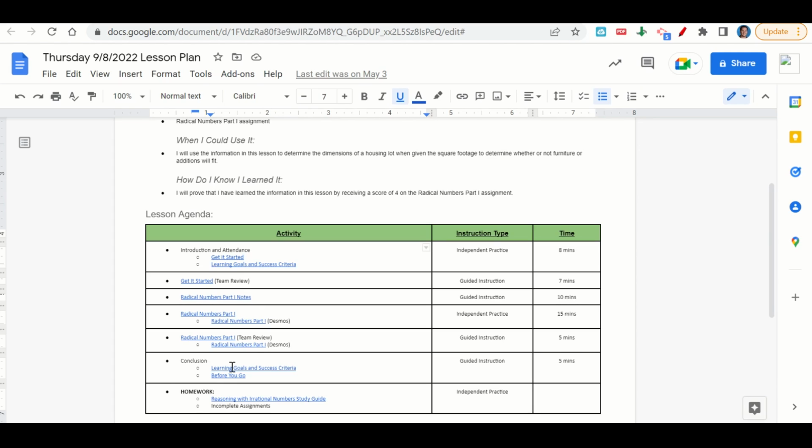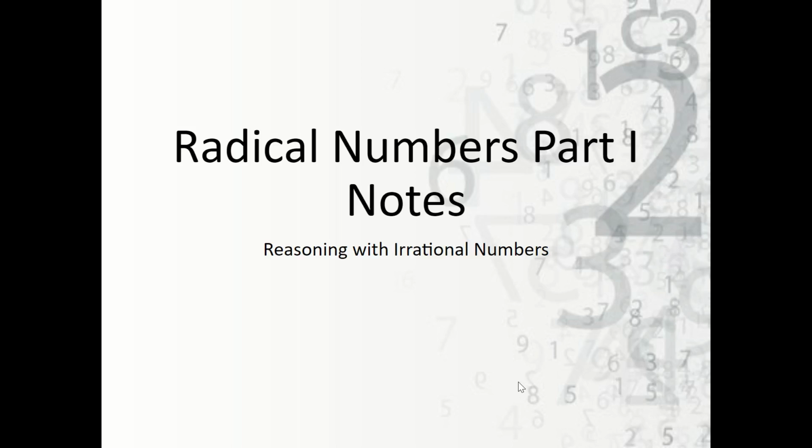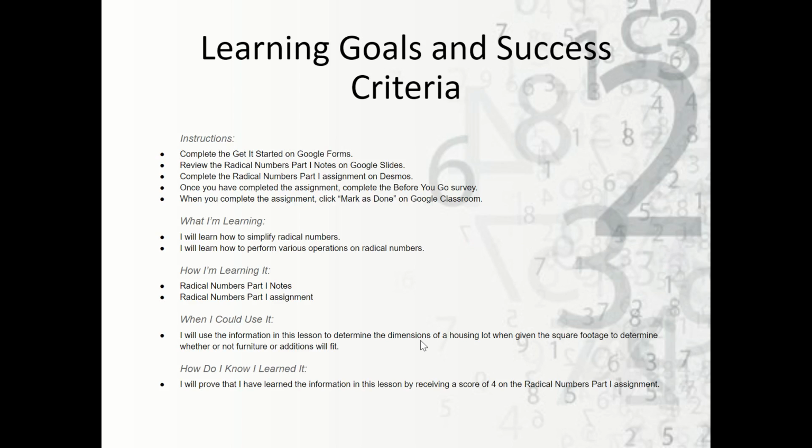Once you've completed the assignment, we'll go over it together and answer any questions that you may have. At the end of class, we will go back over our learning goals and success criteria while you fill out your Before You Go. Your only homework for tonight is to continue working on the Reasoning with Irrational Numbers study guide and any incomplete assignments that you may have. Let's take a look now at the Radical Numbers Part 1 notes. Our notes begin with the learning goals and success criteria.